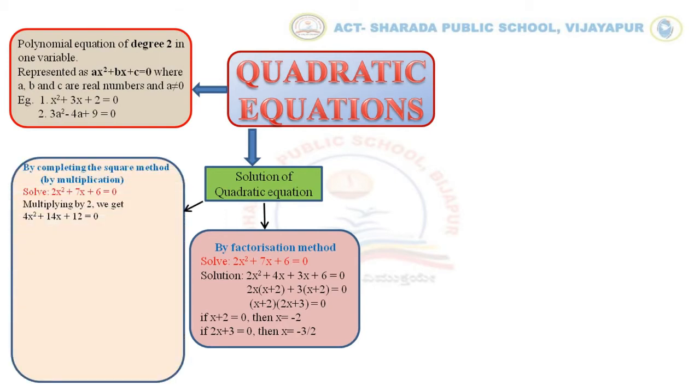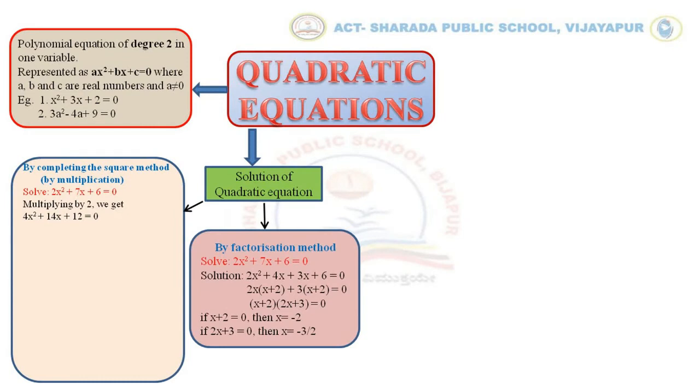The next method is the completing the square method. We are making the x square term a perfect square, and then we continue the procedure to find the different solutions of the quadratic equation. So let us take the same example, 2x square plus 7x plus 6 is equal to 0.